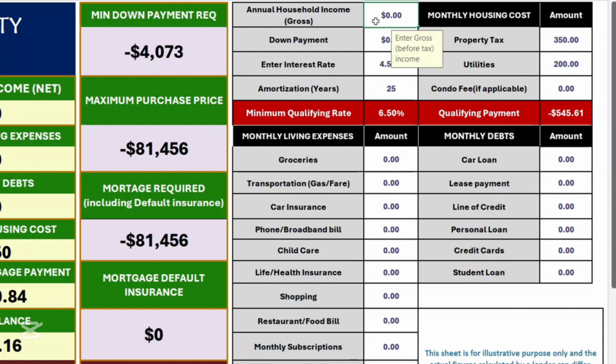I'll start with the annual household income. So make sure that you input your gross income, because any lender calculates your eligibility to get a mortgage on the basis of your before tax income, not on your net income. Let's suppose our household income is $130,000.